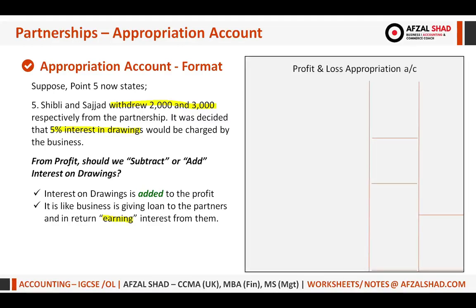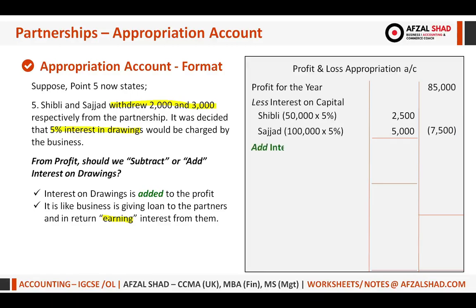Now how will we deal with this question? The rest of the points remain the same, profit for the year, interest on capital. Now the new thing is interest on drawings. He says the drawings amount for Shibli was 2,000 and the drawings amount for Sajjad was 3,000. So you are going to calculate 5% of 2,000 for Shibli and 5% on 3,000 for Sajjad. For Shibli, 2,000 multiplied by 5% is 100. Similarly, 3,000 multiplied by 5% is 150. So the business has got 250 in total in terms of interest on drawings. So it is going to be added.